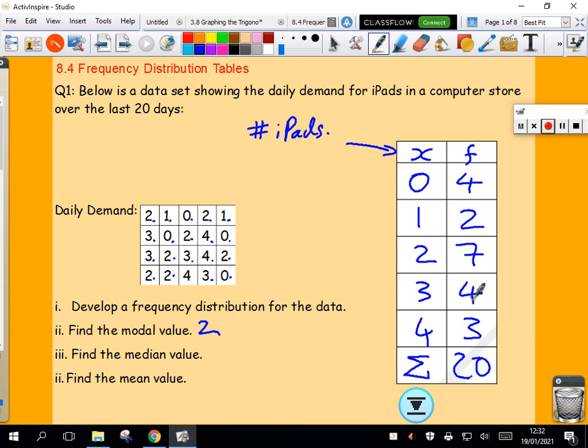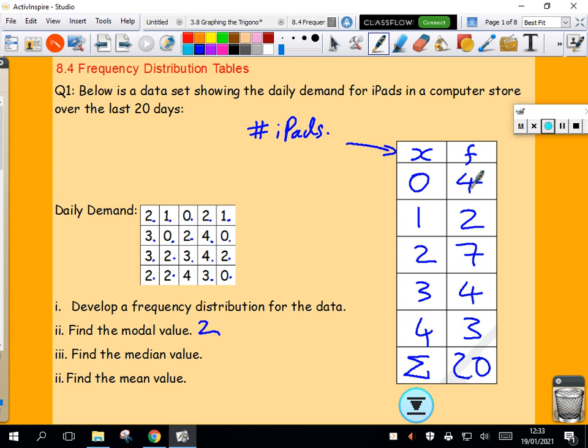So the median value in a list of 20, it's an even number in the list, so there won't be a middle one, but there will be a middle two. The 10th and the 11th. There'll be 9 entries before the 10th, and 9 entries after the 11th. The first 4 entries are all zeros, the next 2 entries are 1s, and the next 7 entries are all 2s.